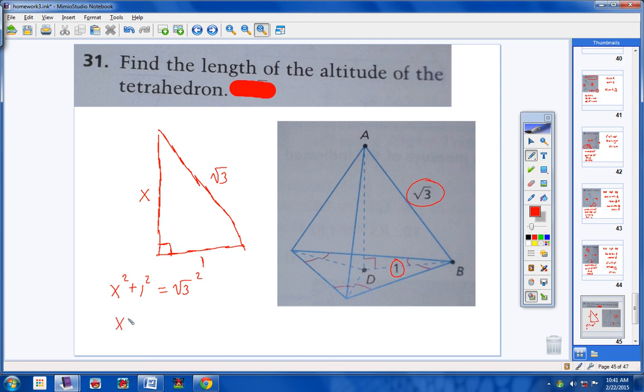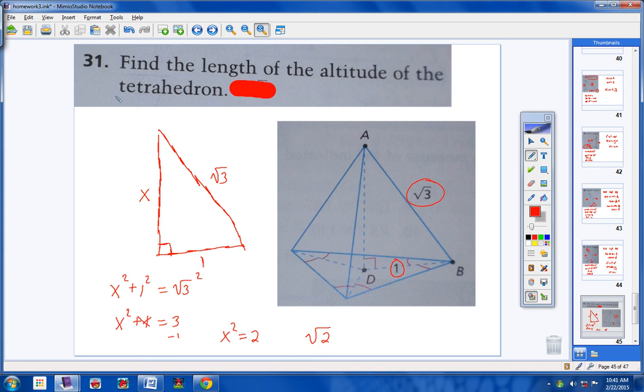When you square a 1, you get a 1. When you square a square root, you get the number on the inside, which is 3. Bring the 1 over and make it a negative 1. So now you're left with x squared equals 3 minus 1, which is 2. Take the square root of both sides, and you get square root of 2.